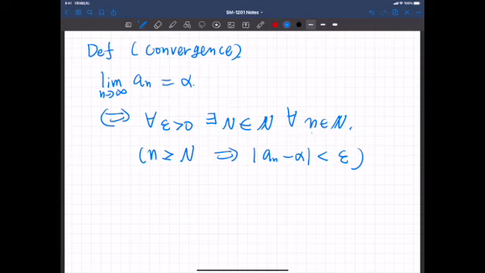Okay, here we are assuming epsilon is a real number. So it can be any real number, however small or however large. If it is large, it is very easy to satisfy this inequality. But if epsilon is very small, then it is very hard or maybe impossible to satisfy this inequality unless this sequence converges to alpha. So this is the precise definition of convergence.